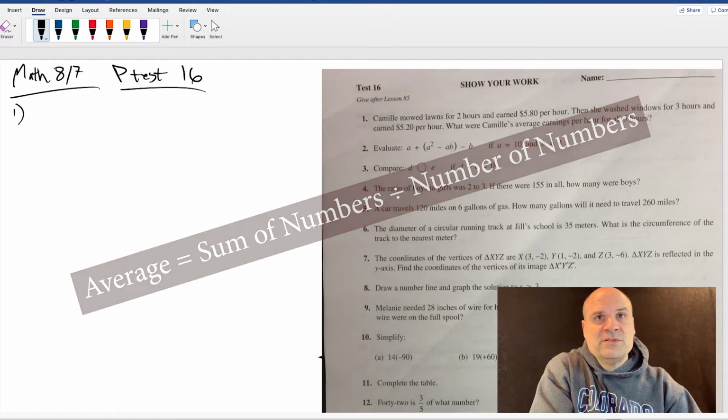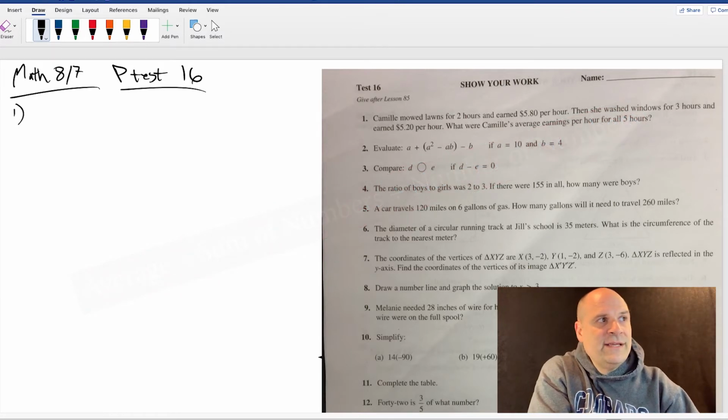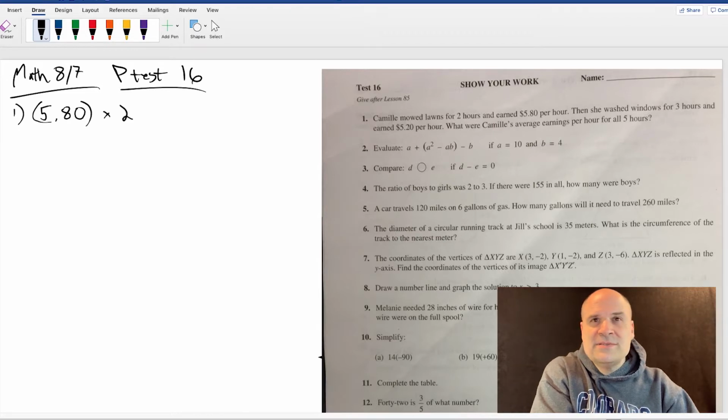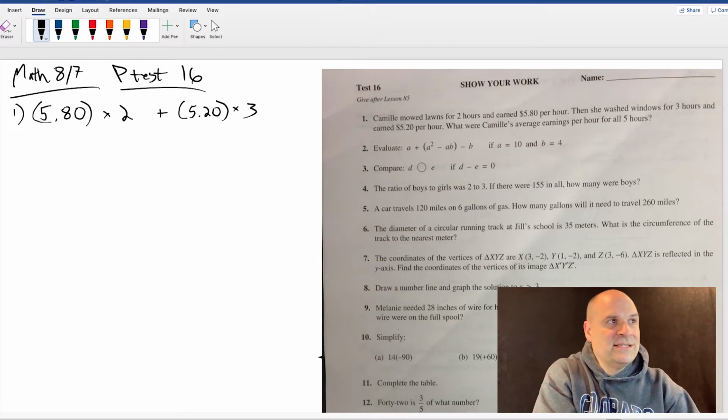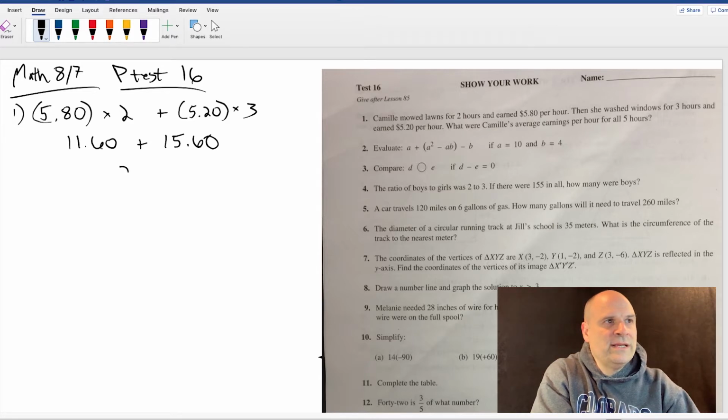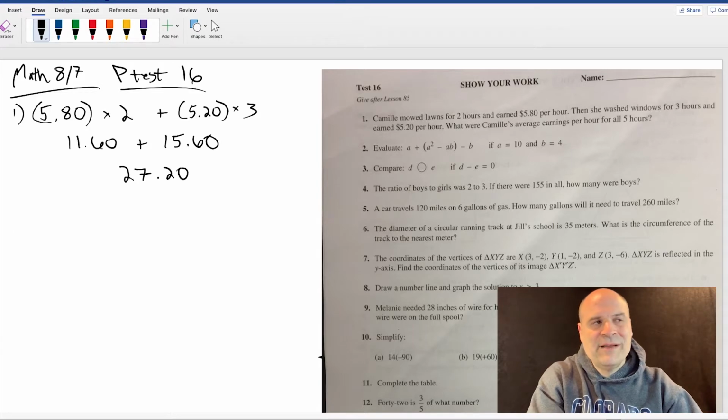So let's do that. So 2 hours at $5.80. So that means she worked 2 hours, so we're gonna do 2 of those. And then we're gonna do 3 hours at $5.20. Okay, so that's 5 hours. So let's see, that's $11.60 plus $15.60. Add them together and you get $27.20. And now we're gonna divide by 5.